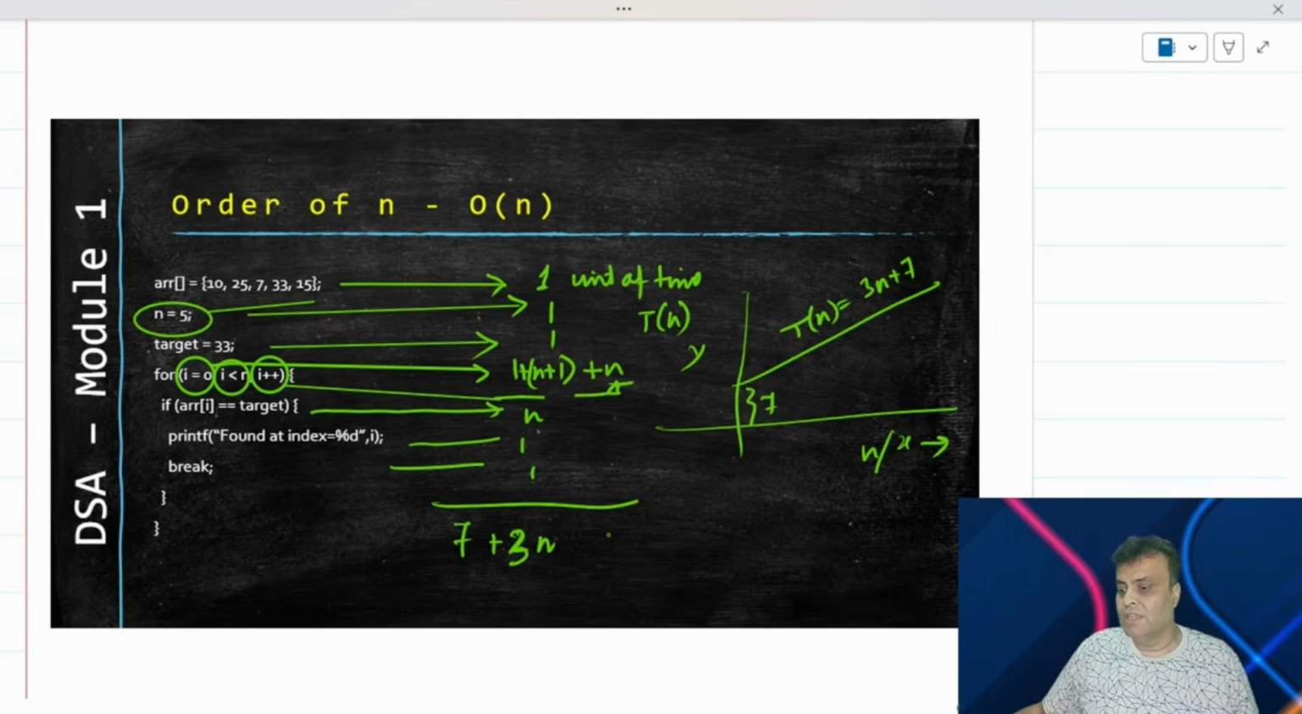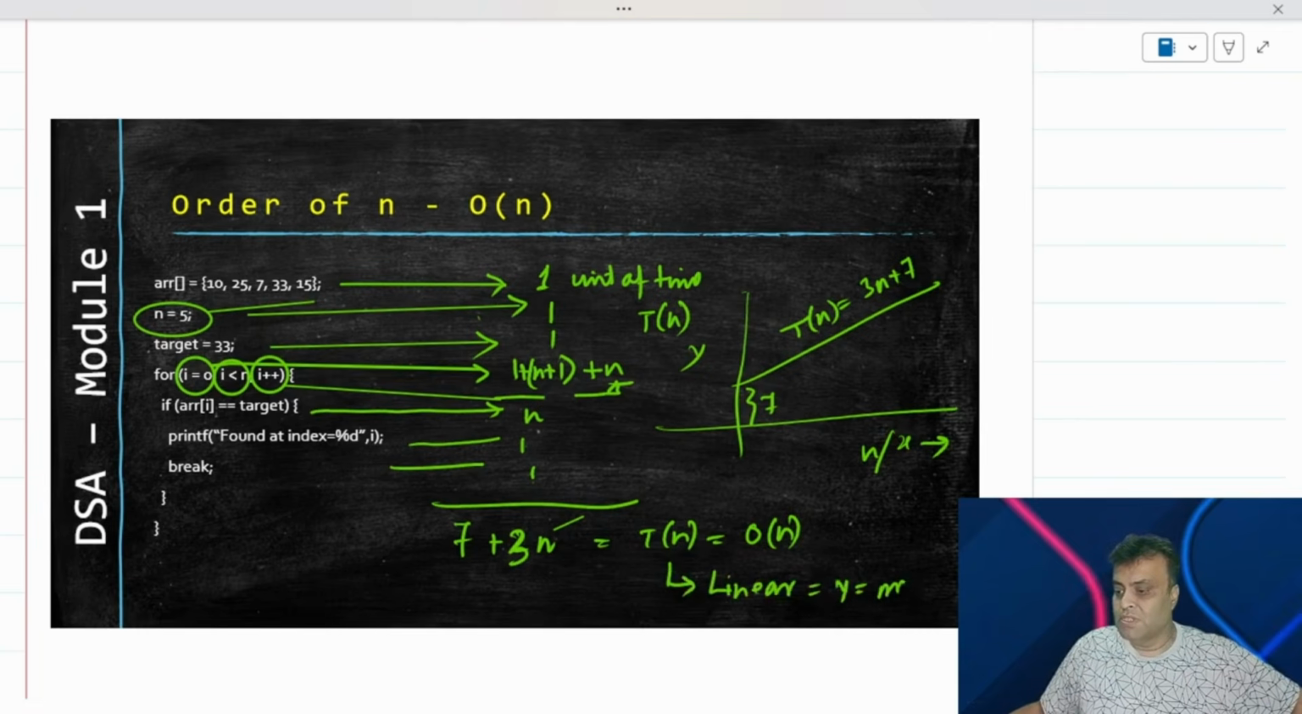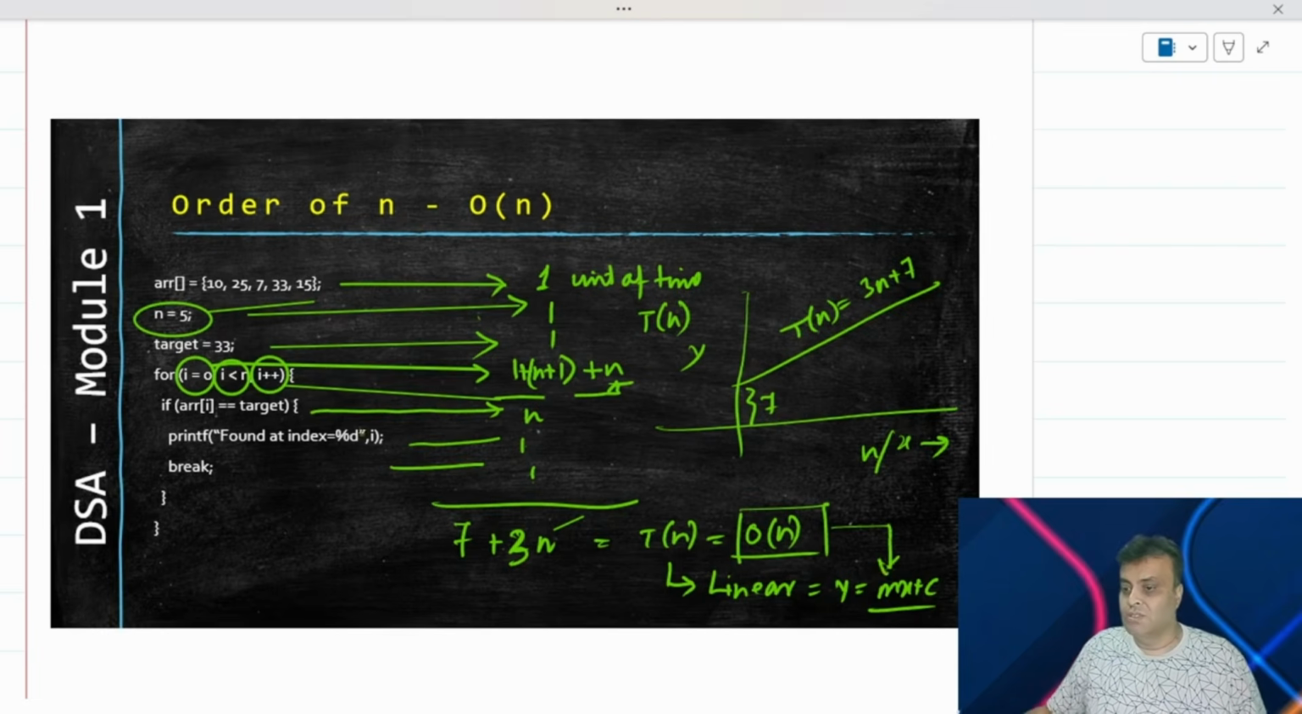And can I therefore say that this is my time complexity and this is order of n, because my largest degree here is 1, right? So this represents the class of polynomials which is linear, which is basically y equal to mx plus c. And for the y equal to mx plus c class of polynomials, we know that it is going to be order of x, because the degree of x is going to be 1. So can I say this polynomial is y equal to mx plus c and hence order of n? I can of course say that.